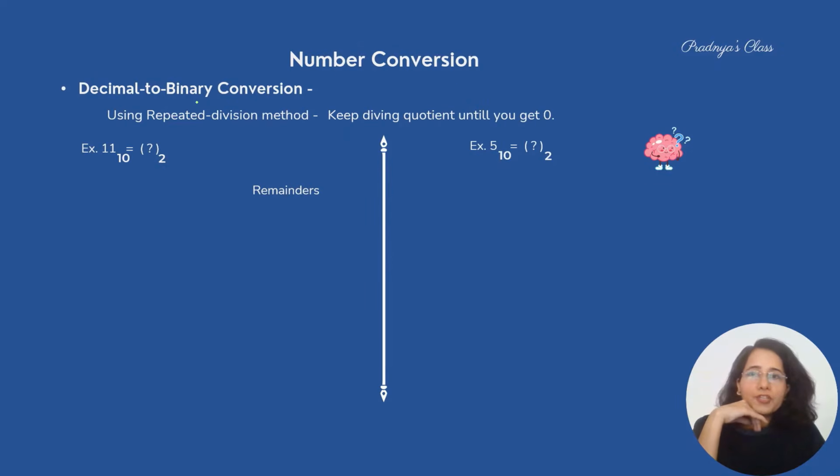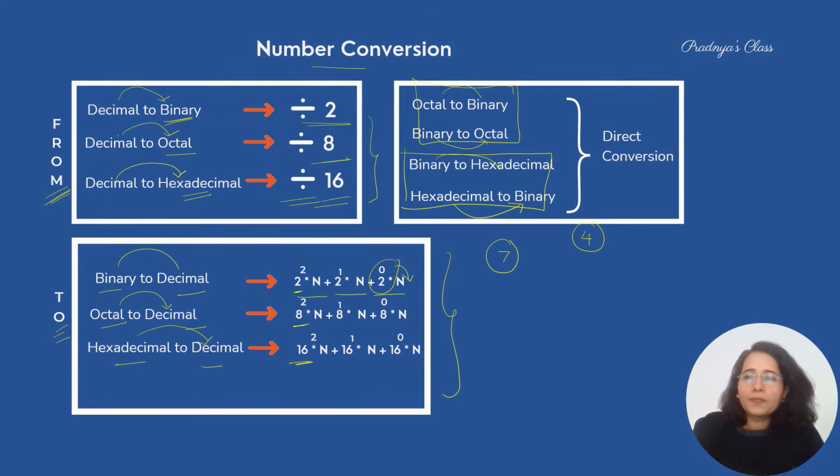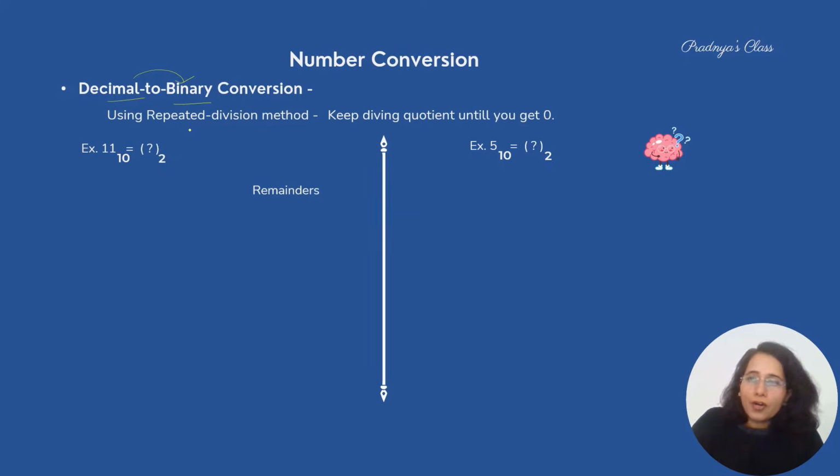The first conversion we have to study is decimal to binary. Now keep in mind the 3 sets. We have to convert decimal to binary, means from decimal we have to convert to other number system. So what was that? From means division. So we have to do the repeated division, and as we are converting to binary, the base of binary number system is 2, so we have to do the repeated division by 2.